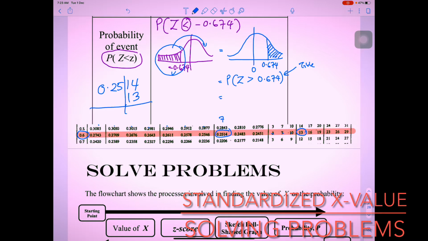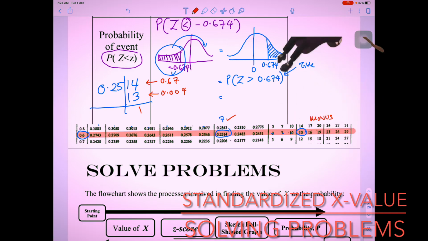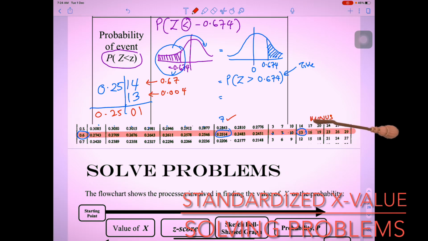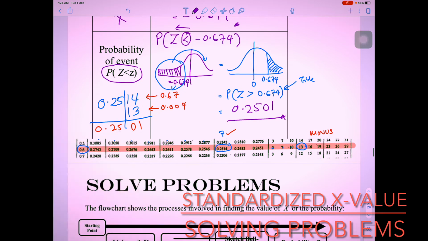So this is how you use the table. This is the value for 0.67, and this is the area to subtract: minus 13 is 0.0013. So the answer is 0.2501. This is the probability of Z less than negative 0.674.